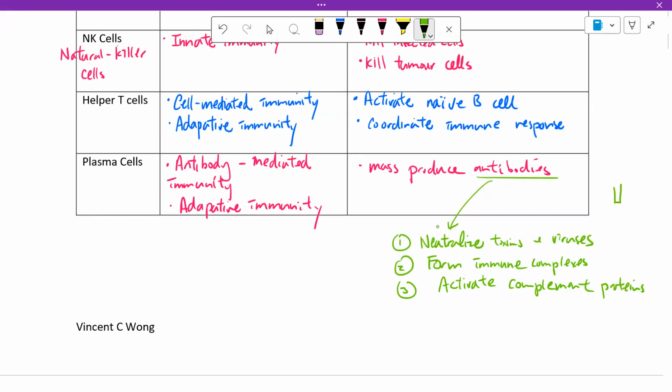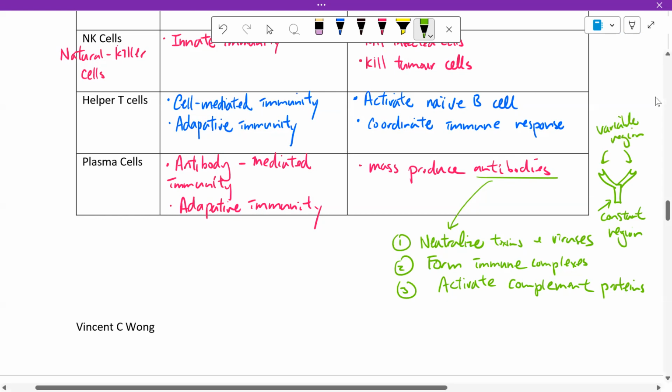Okay, remember, antibodies are Y shaped, right? Y shape with a constant region and a variable region. All right. That's all.